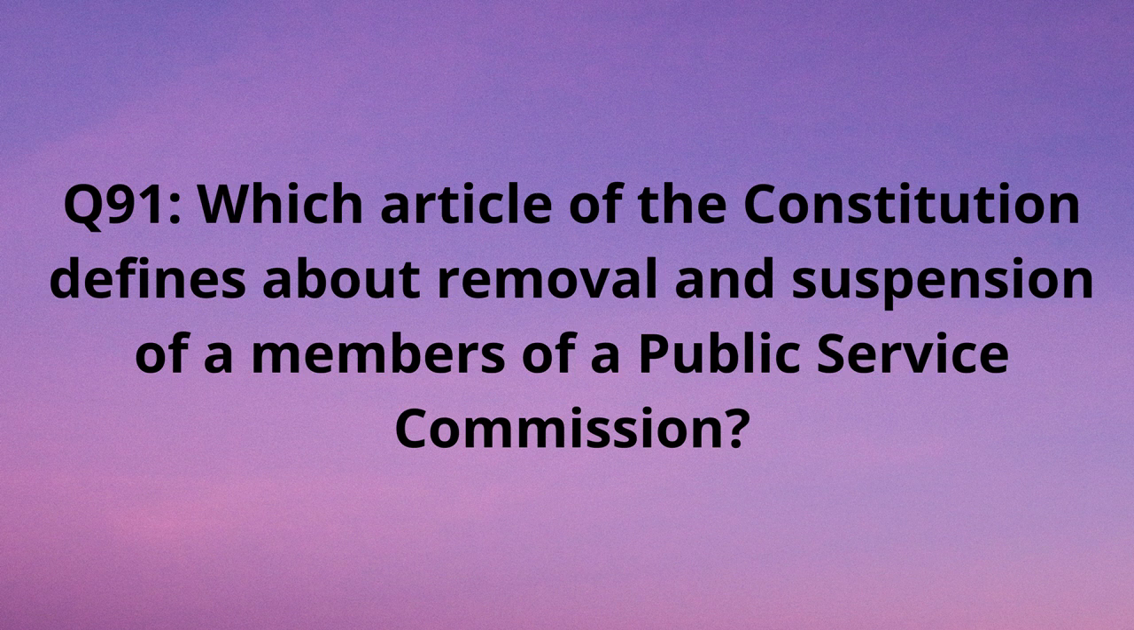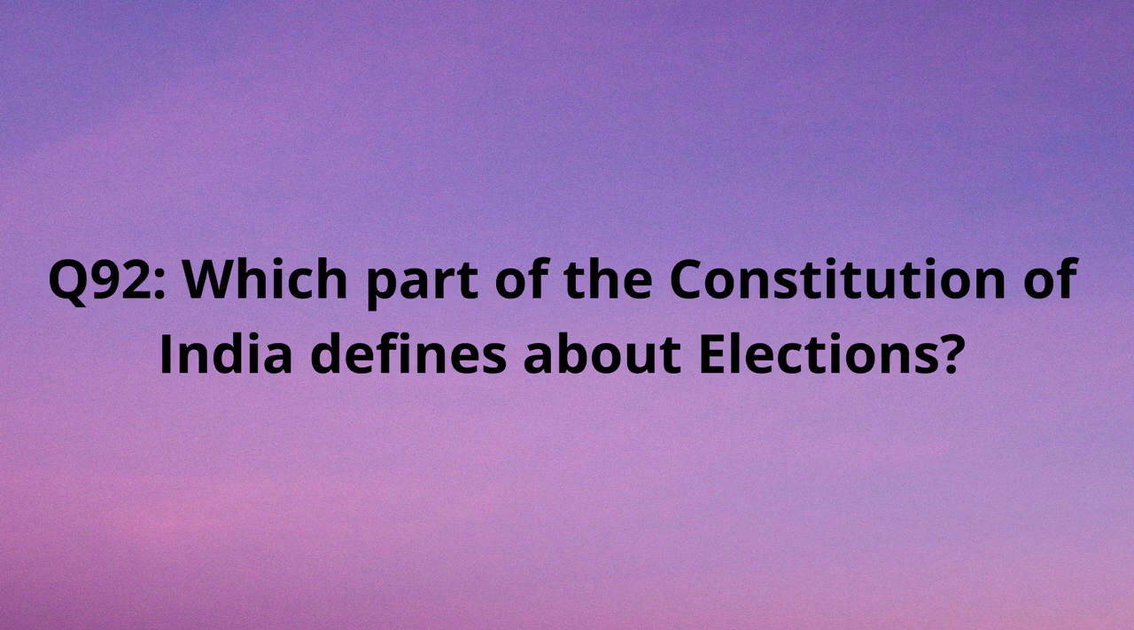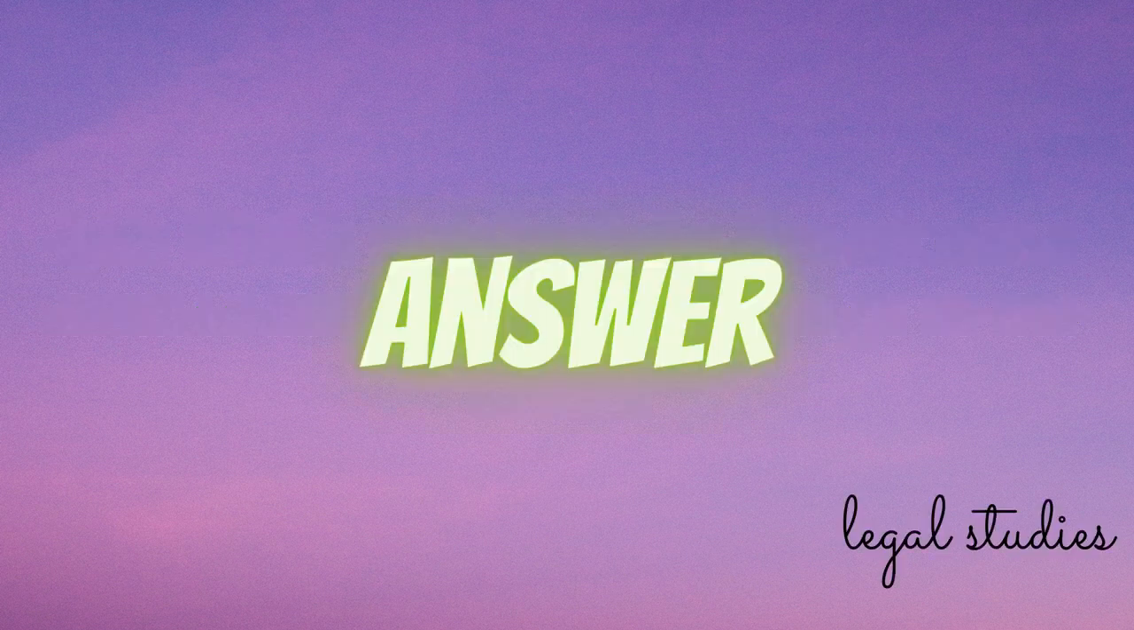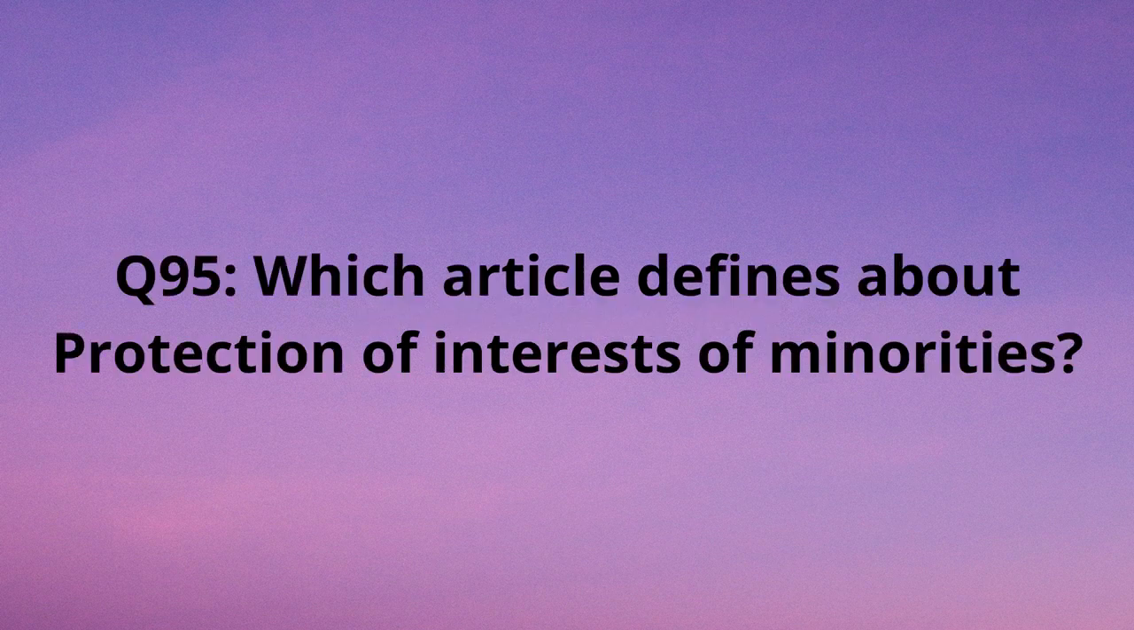Question 91. Which article of the Constitution defines removal and suspension of members of a public service commission? Answer 91. Article 317. Question 92. Which part of the Constitution of India defines elections? Answer 92. Part 15. Question 93. Which article of the constitution defines the official language of the union? Answer 93. Article 343. Question 94. Which article defines the definition of money bills? Answer 94. Article 199.